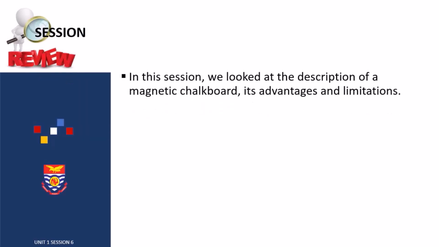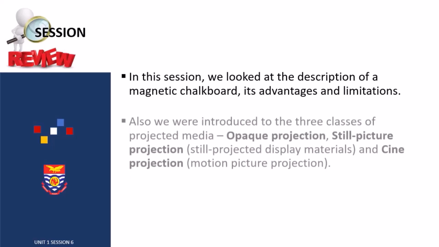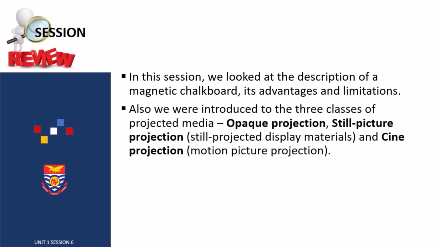We have come to the end of this session and the end of this unit. Congratulations! In this session, we looked at the description of a magnetic chalkboard, its advantages and limitations, and we concluded with an introduction to the 3 classes of projected media. That for any resource that we are going to project, we can categorize them into opaque projection, still picture projection, and cine projection. More of these projected materials are discussed in our next unit.